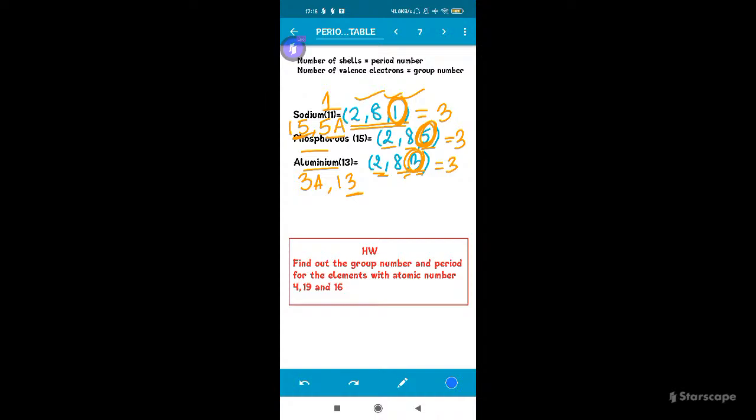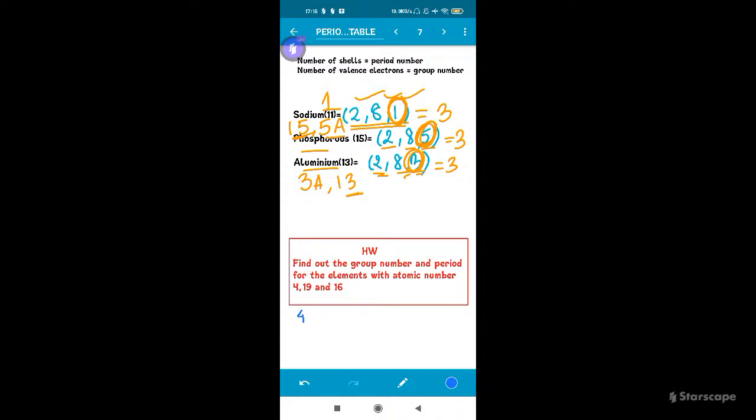Before we start with the new topics today, we are going to solve the questions which I gave you as homework yesterday, and thereafter we will move on to the next topics. The first homework was that you had to find out the group number and the period number for the elements which had atomic numbers 4, 19 and 16. So let us quickly find out the answer.